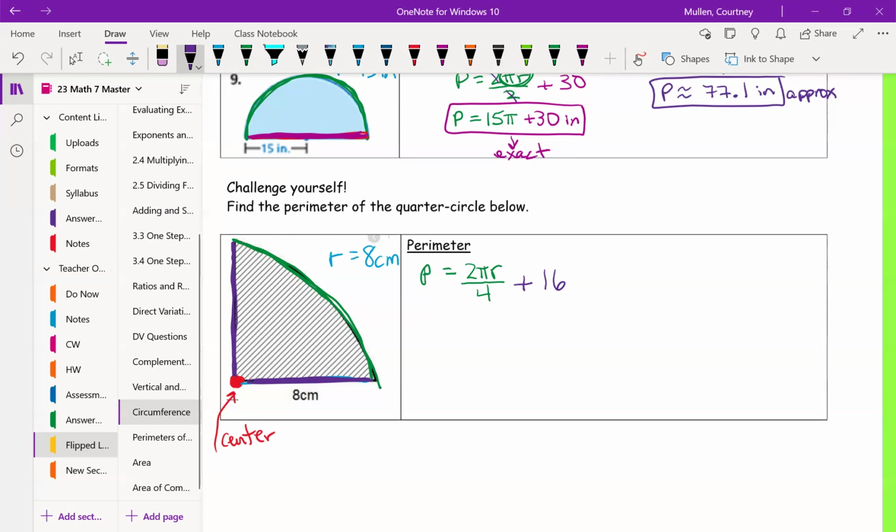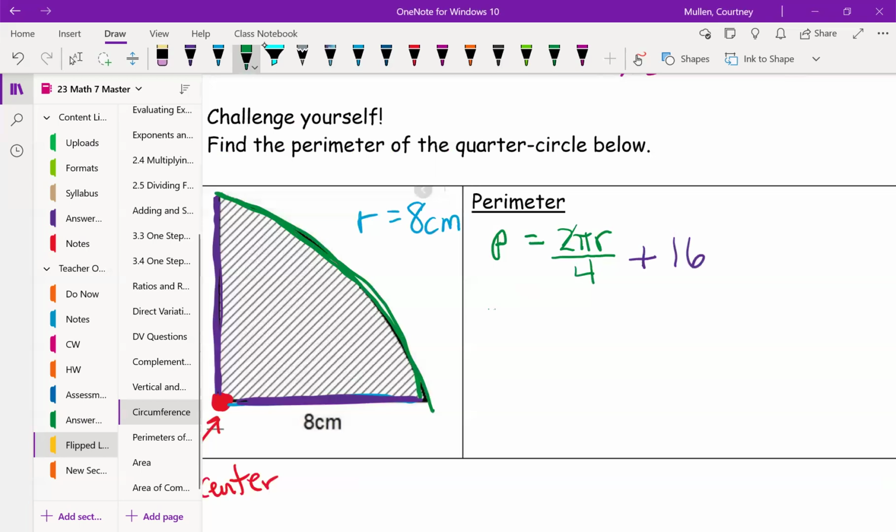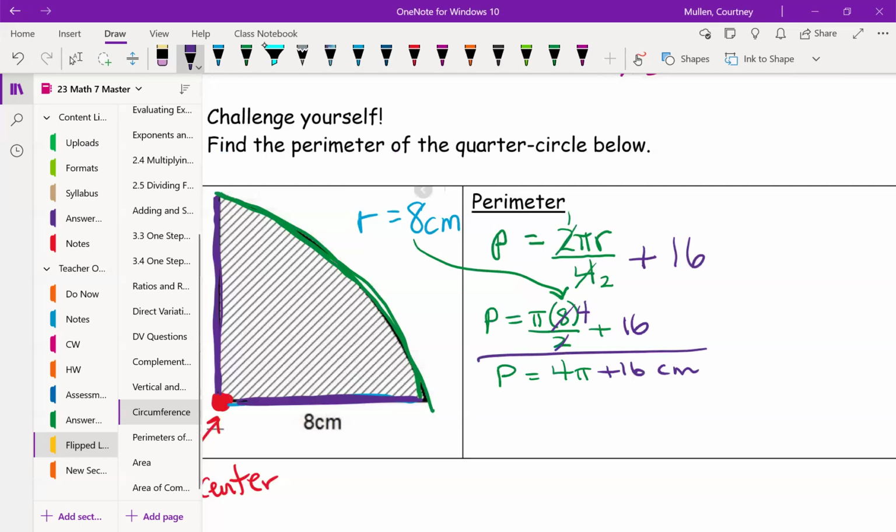All right, now let's simplify. So if we were to simplify this formula, we could divide to start with. 2 divided by 2 is 1. 4 divided by 2 is 2. So we have perimeter equals pi times the radius, which is 8, now divided by 2, plus the 16. 8 divided by 2 is 4. So our perimeter is 4 pi plus 16 centimeters. And that's our exact, or in terms of pi, answer.